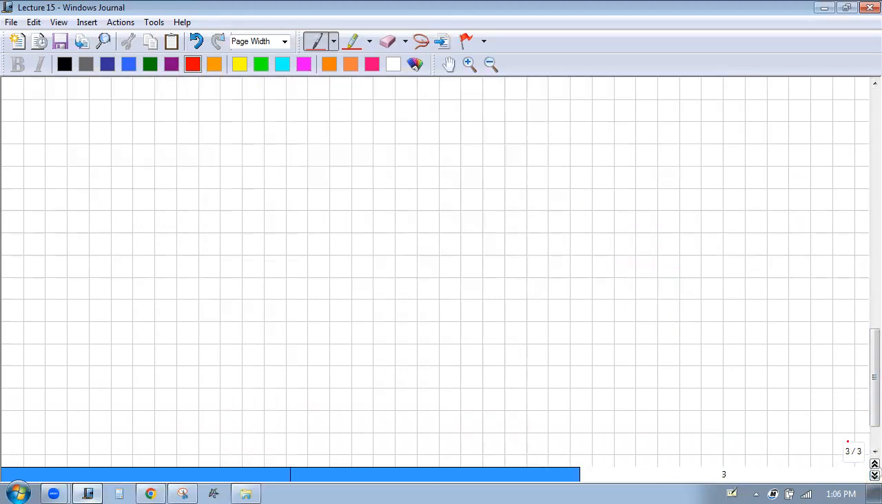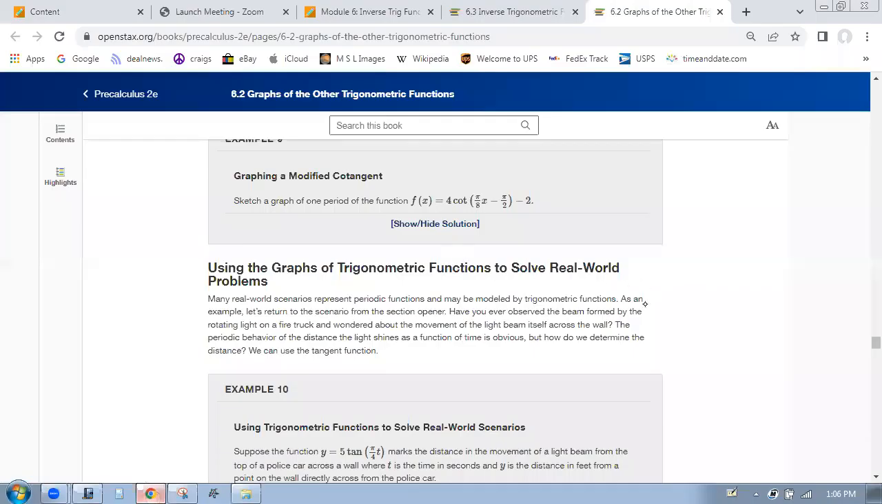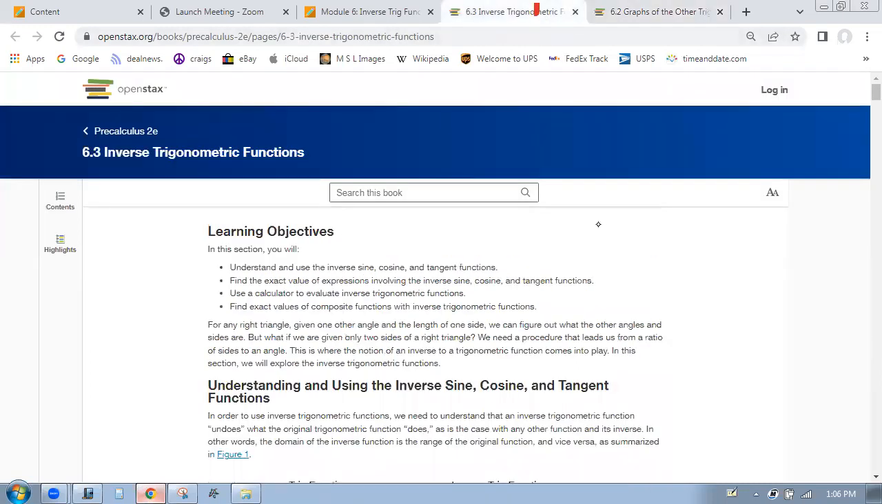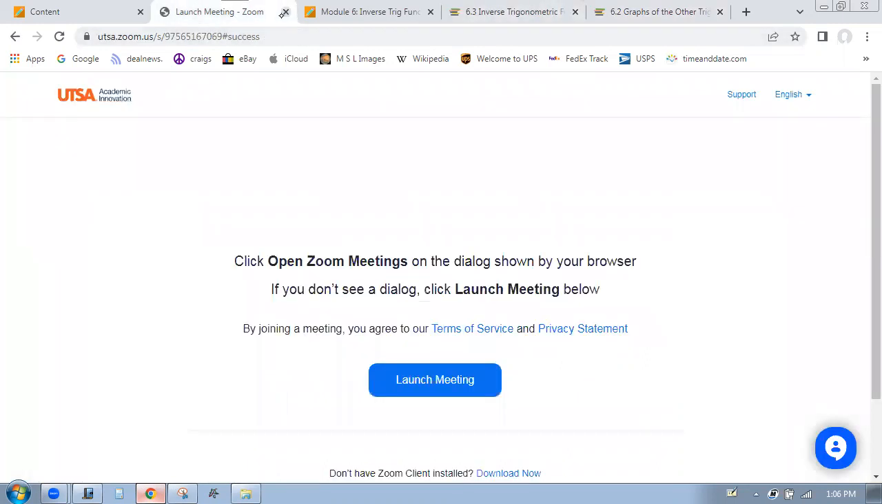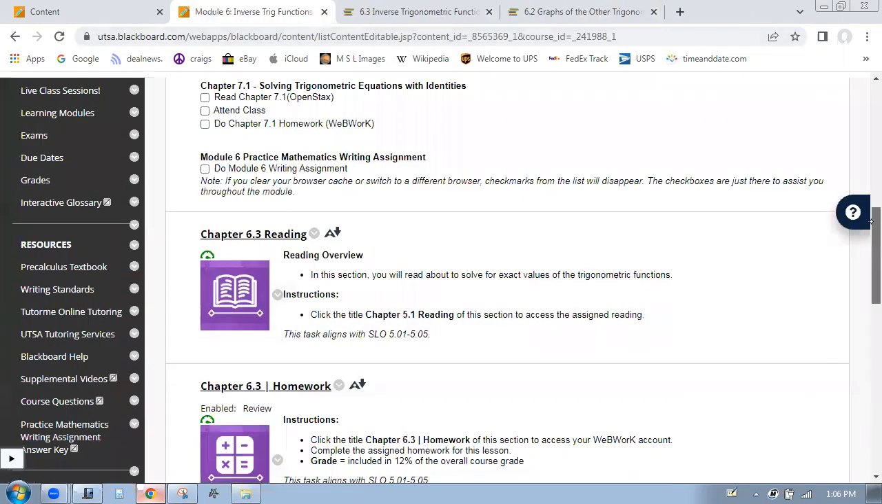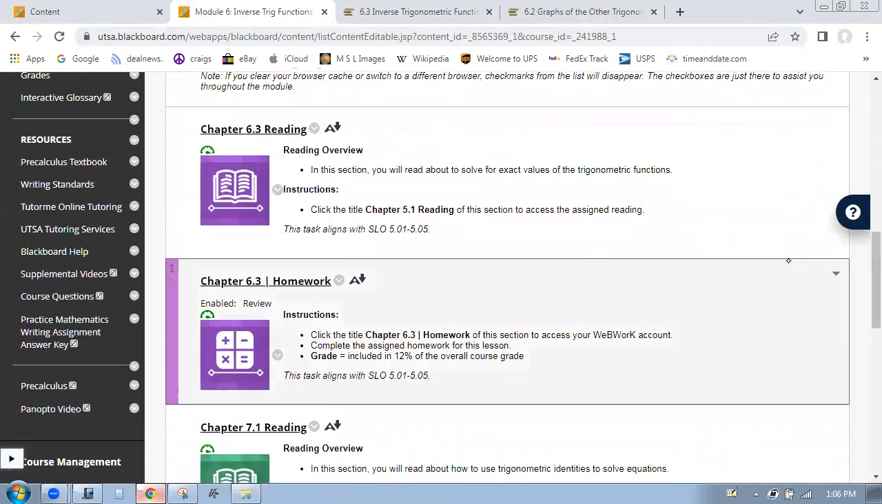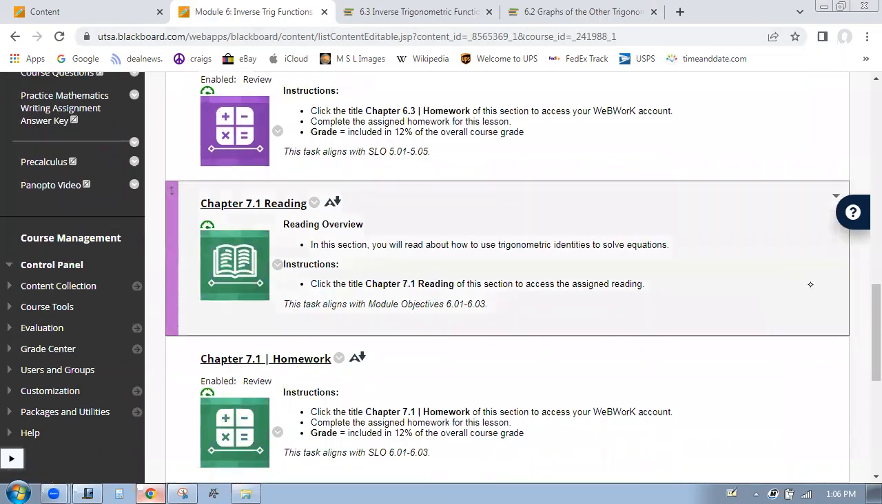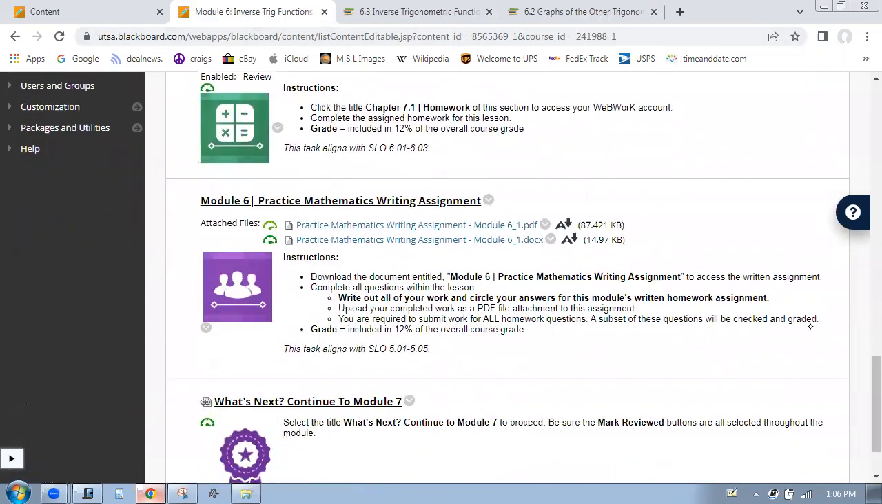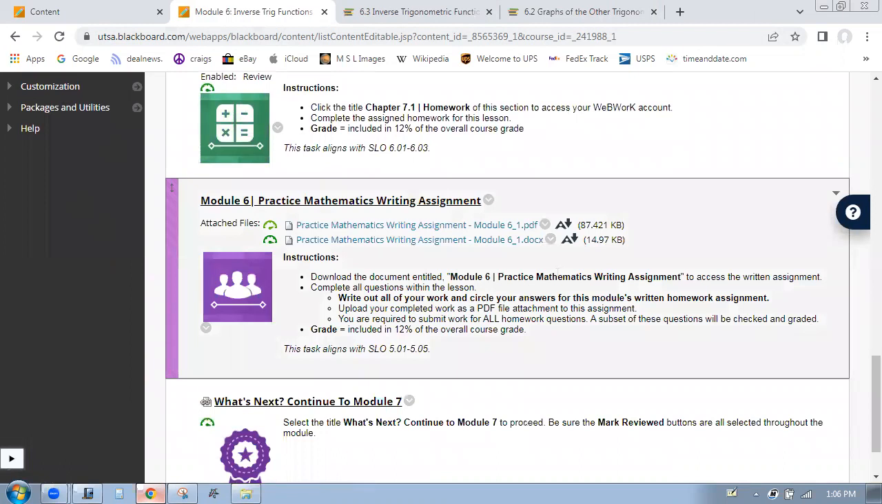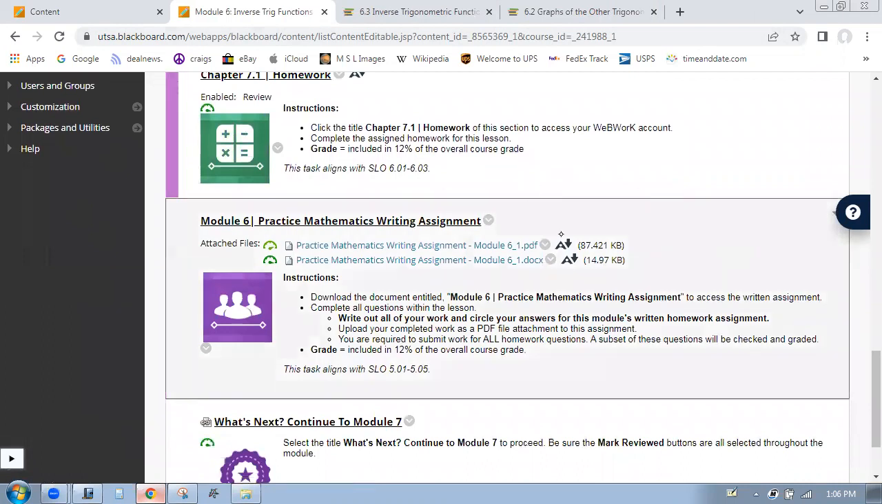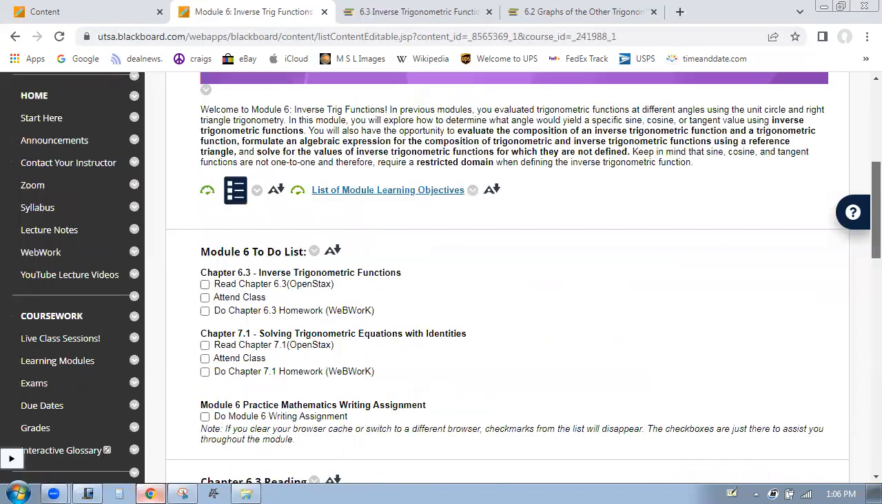So that's the last of last week. This week is module 6, right? So we are in, there we go, not that one. There we go. Module 6. So this week we have 2 sections, 6.3, 7.1. So there's 2 web work homework assignments. And then there's a practice writing assignment. That's it. So if we finish covering the material in class by Friday, we might have time to do some of this practice writing assignment in class. It'd be cool if we could.